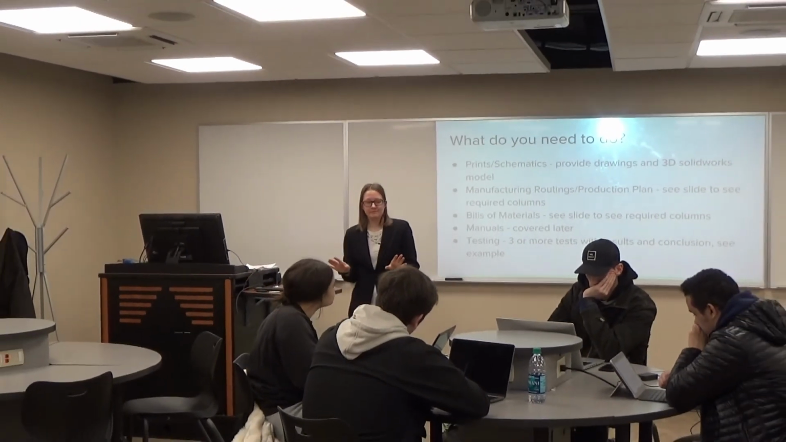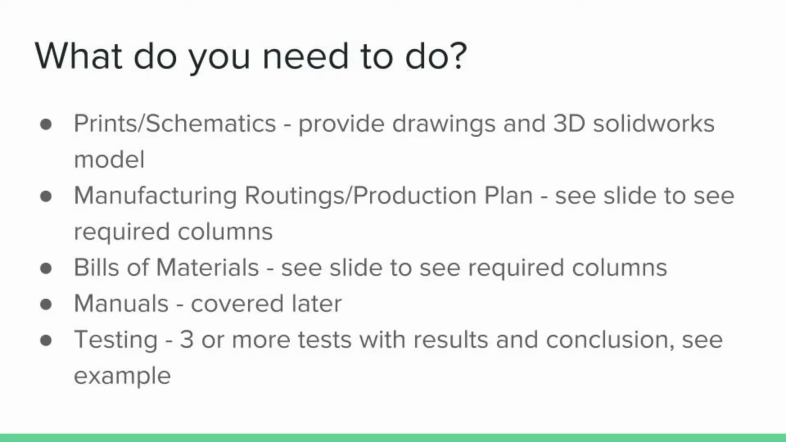As a summary, what you need to do then is have prints or schematics, all right? So provide drawings or 3D SolidWorks models of things. Have a manufacturing or production plan, and the things that you need for that are on that slide back there. Have a bill of materials. Those things are on that slide to see an example.